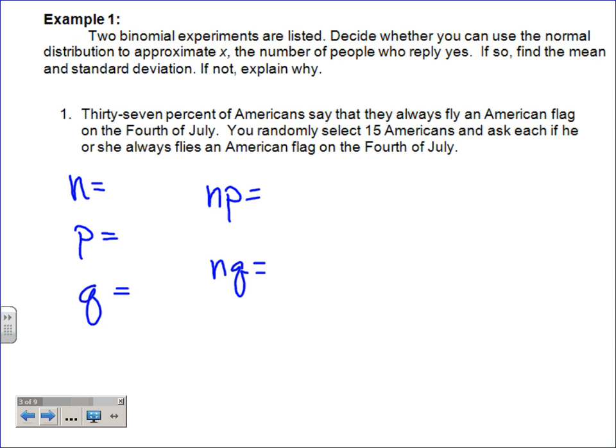So read this one. So 37, because we're going to use this one again, so let's make sure we do this right. 37% of Americans say that they always fly an American flag on the 4th of July. I'm a little disappointed by that number because this is actual data. I'm a little saddened by that. Only 37%. You randomly select 15 Americans and ask each if he or she always flies an American flag on the 4th of July. Now remember, only 37% said they would.